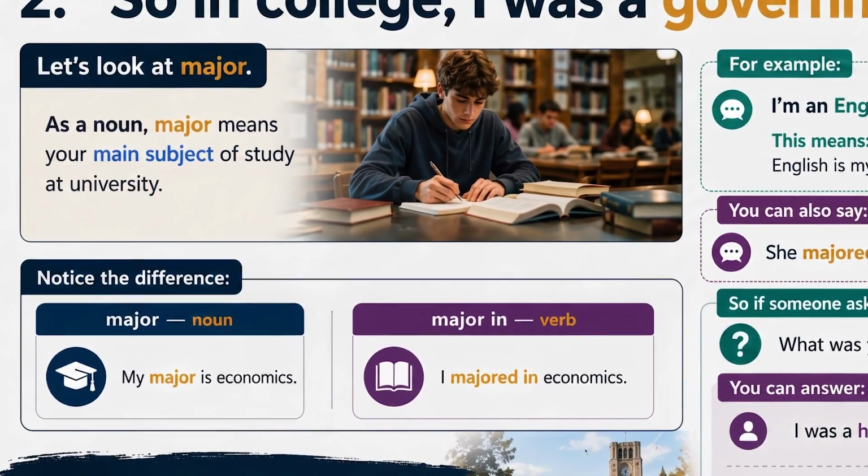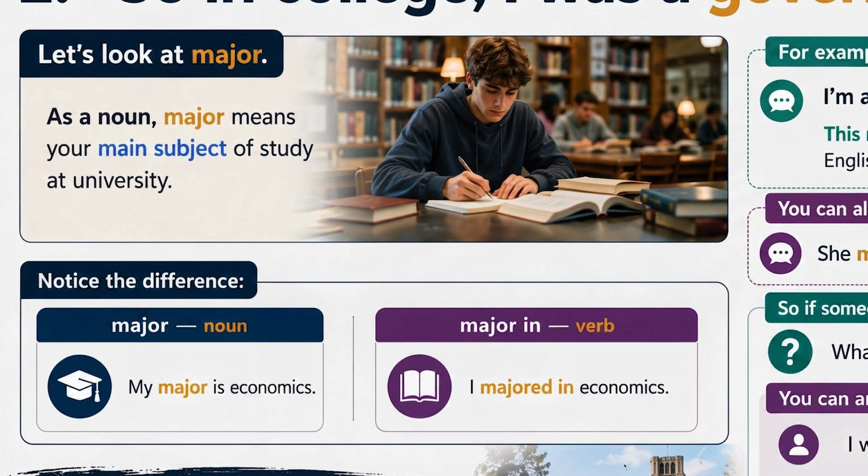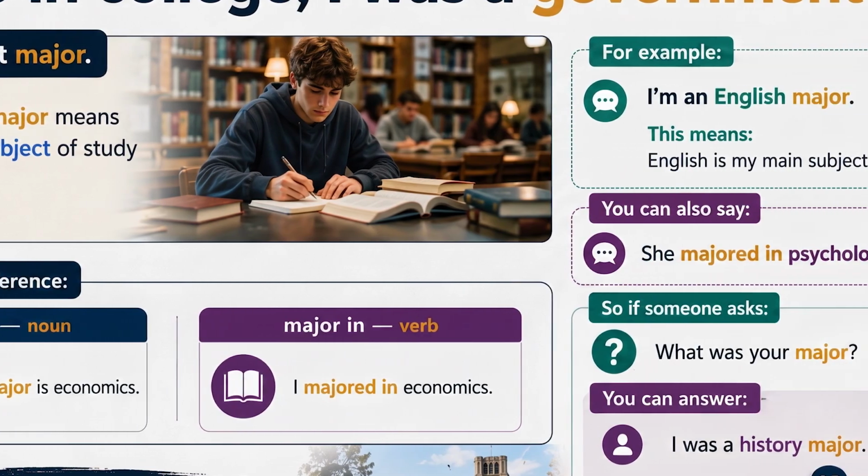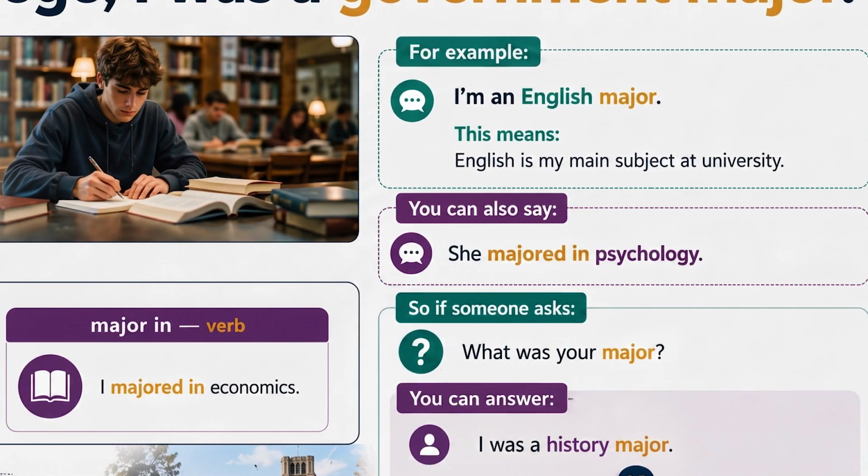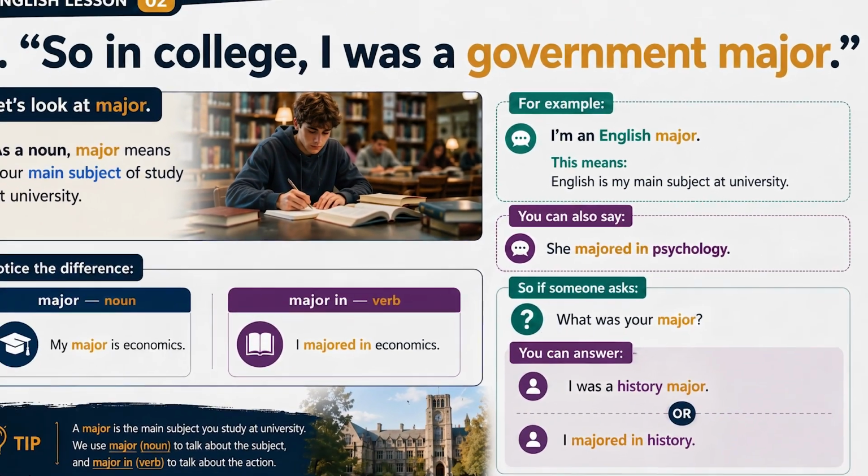Let's look at major. As a noun, major means your main subject of study at university. For example, I'm an English major. This means English is my main subject at university. I study English at university. You can also say, she majored in psychology. It is a verb here. So, notice the difference.